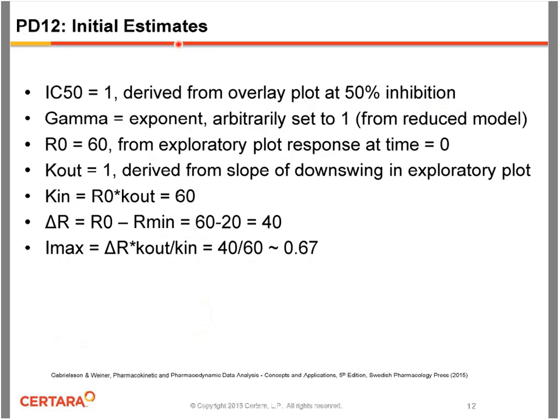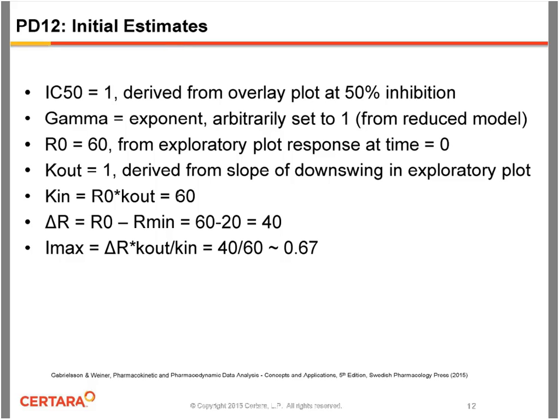Okay, so for initial estimates for the model, the initial estimate for IC50 will be 1. This is derived from the overlay plot at 50% inhibition. So the concentration at which you get 50% inhibition, and that happens to be 1. For the gamma exponent, the reduced model actually doesn't have an exponent. So this is just the inhibitory function without the exponentiated concentration terms. So if one doesn't know a good estimate for gamma, a good first choice is 1 from the reduced model, and then the model fitting will then adjust the gamma from there.